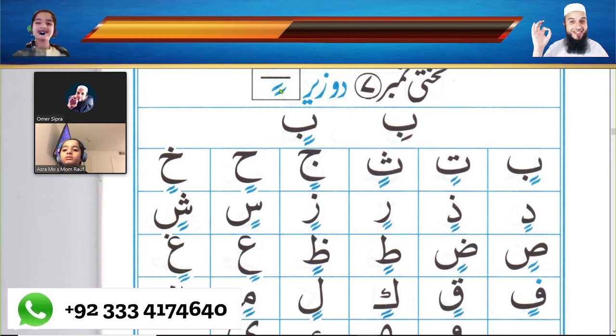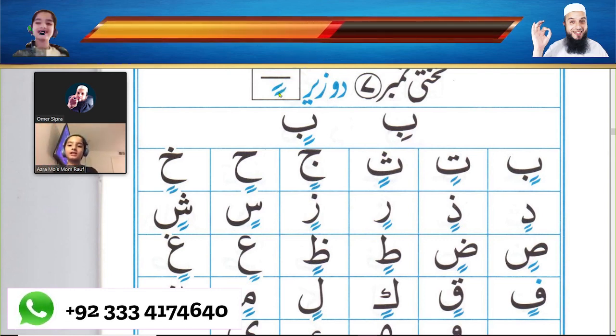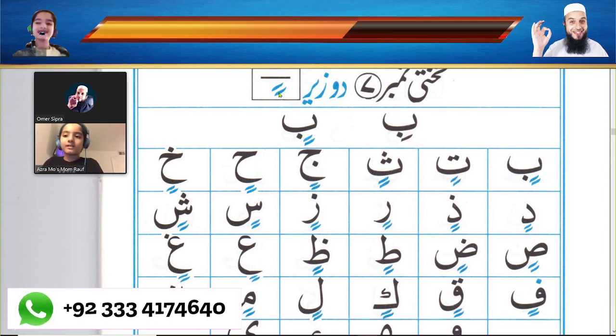Okay, now this is the two Zair. It always comes at the bottom of a letter. What's the name of this sign? I think two Zair. I think I know what's the sound. Tell me. I think it's in. Yeah, it's in, I-N. The sound of two Zair is in.